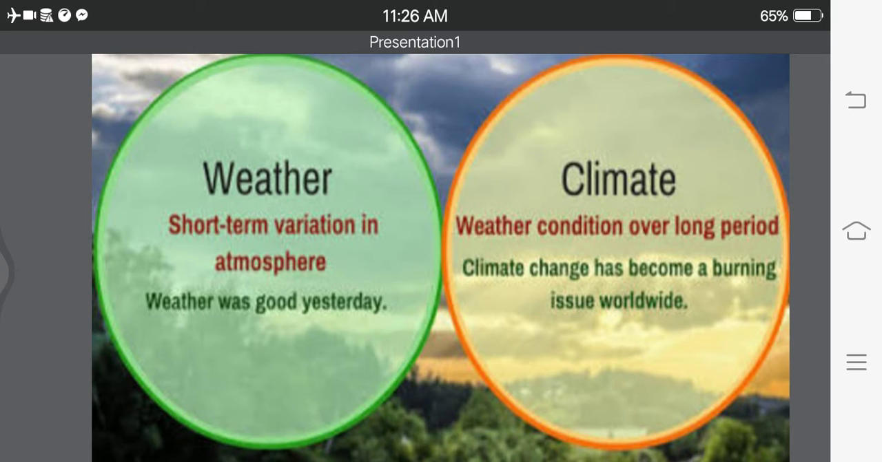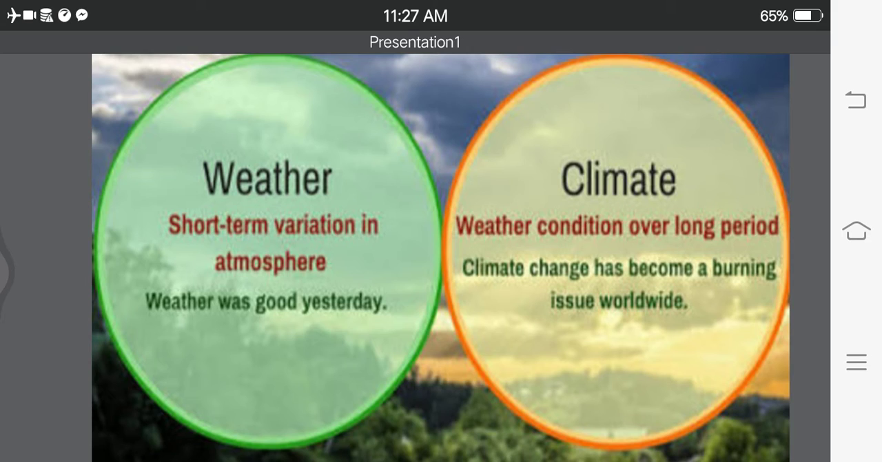Today we will discuss the factors that affect the climate. Last class we studied weather and climate. We differentiated between weather and climate: weather is short term and climate is long term. Weather can change within a second, a minute, hours, or days, but climate takes time, like a month or a year. These are the differences we studied in the last class.